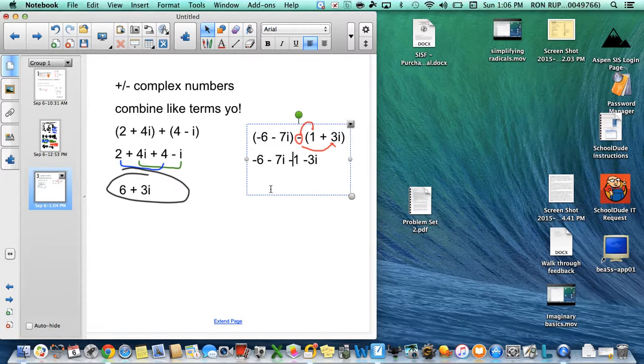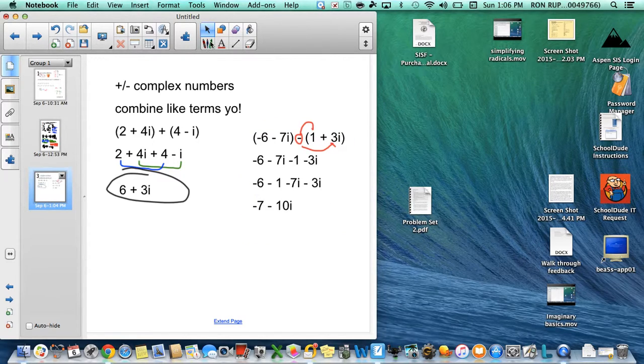Negative 6 minus 1. And then I've got negative 7i minus 3i. A lot of negatives going on here. Well, if you recall, negative 6 minus 1 is negative 6 plus negative 1, which is negative 7. Negative 7i minus 3i is like saying negative 7i plus negative 3i. So negative 10i. Final answer. That is as easy as it gets.